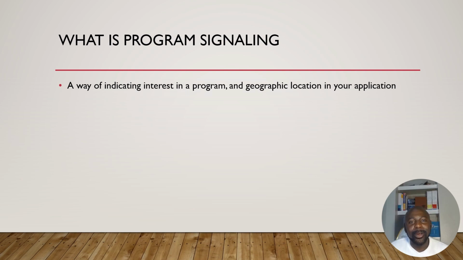So what is program signaling? Program signaling is just a way of indicating to programs that you're interested in matching in their program. That's just it. But let's put some historic perspective into this. You have to understand that all the highly competitive candidates are attractive to every program. So, if you're a competitive candidate, all the programs want you.